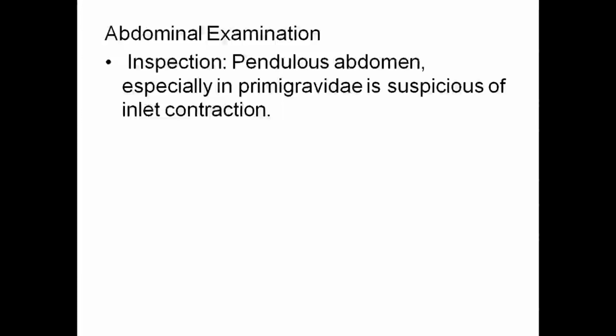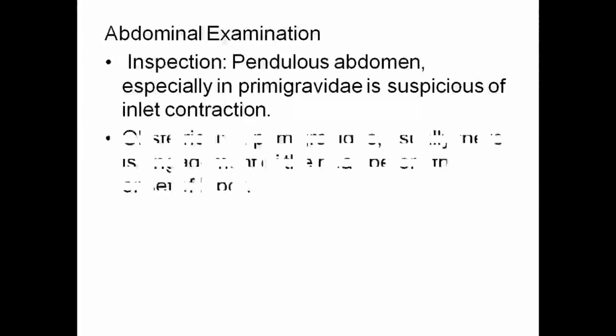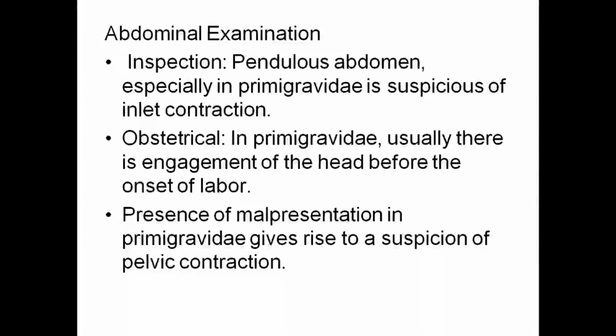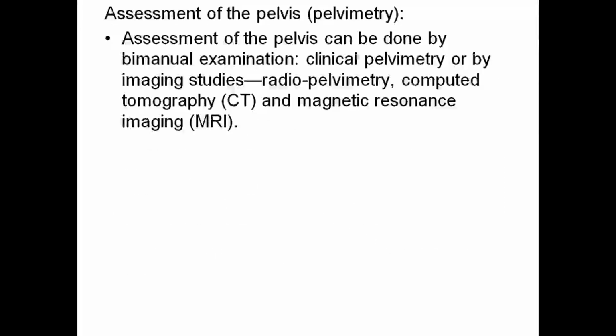Abdominal examination, inspection: a pendulous abdomen, especially in a primigravida, is suspicious of inlet contraction. On obstetrical examination, in a primigravida, there is usually engagement of the head before the onset of labor. Presence of malpresentation in a primigravida gives rise to a suspicion of pelvic contraction. Assessment of the pelvis, or pelvimetry, can be done by bimanual examination, that is clinical pelvimetry, or by imaging studies: radiopelvimetry, computed tomography and magnetic resonance imaging.